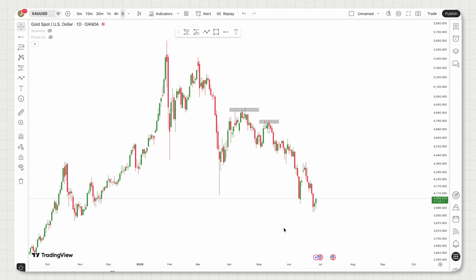Let's start off from the daily time frame. And as you can see, when it comes to gold on the daily time frame, price is very much bearish. I need you guys to keep that in mind because we don't go against the trend. We trade with the trend, right? The trend is your friend.